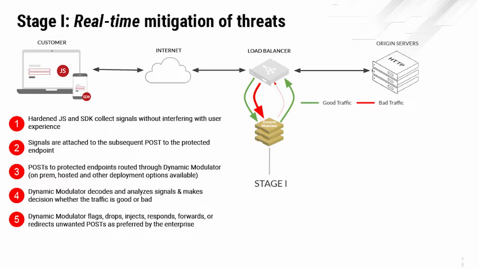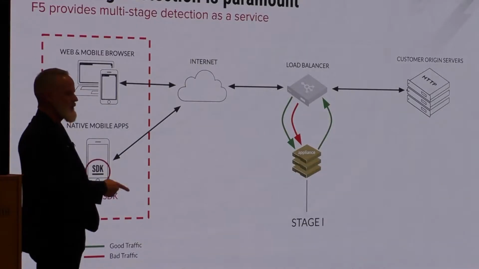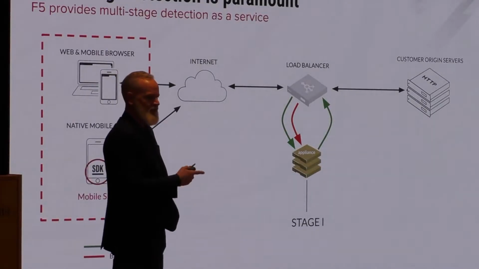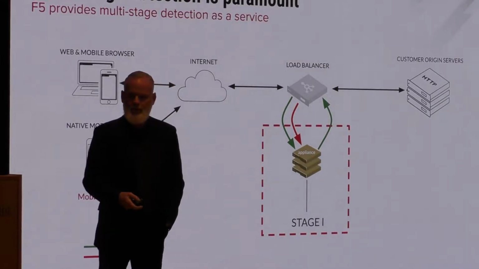So we have JavaScript that interrogates the web and mobile browsers and collects many of the signals I discussed. We also have an SDK that sits alongside the native app because we've noticed that once you mitigate on web, many of these attackers move to the mobile API. So it's important to protect both platforms simultaneously. The point of the JavaScript and the SDK is to collect some of the signals I described and pass them through the internet to an appliance.